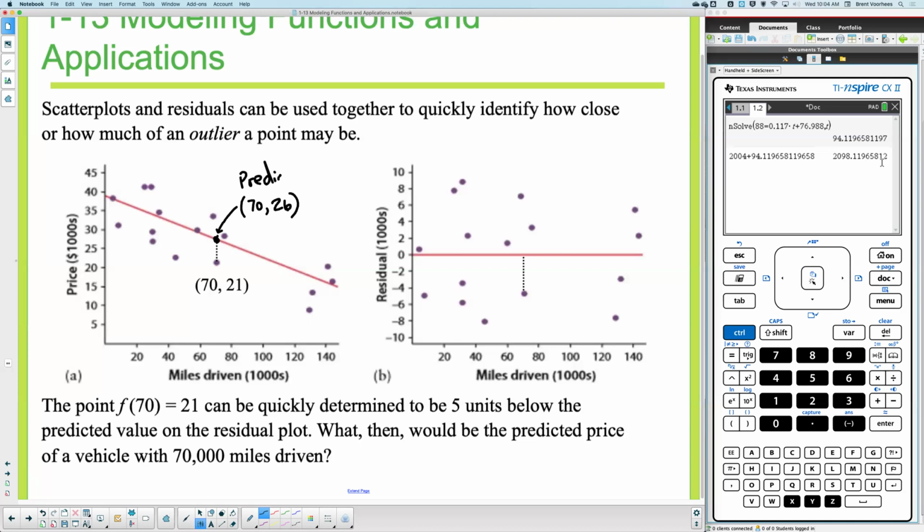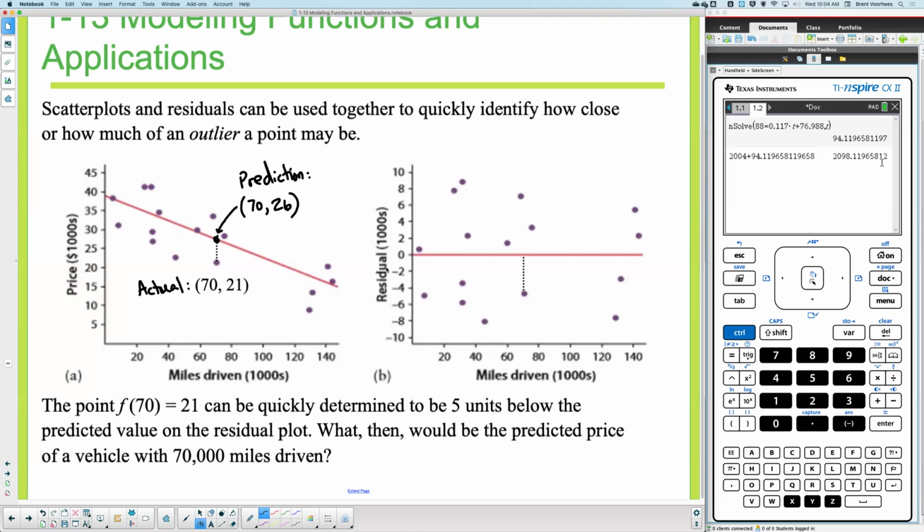Just so you know, this is the prediction. The prediction was 70, 26. This is the actual value. Make sure you know what you're looking at. So the scatter plot itself is the actual data. The red line is the prediction. Everybody understanding so far what I'm talking about here? Which one's the prediction? The red line or the dots? Red line. The dots would be actual data.